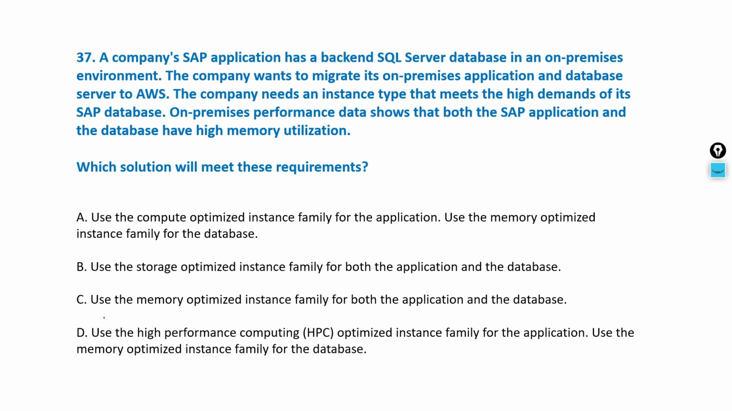Okay. So here they are asking to migrate the application and database from on-premises to AWS. So these are the two things they are doing, and the company needs an instance type that meets the high demand of its SAP database. And finally, they are looking at the database having high memory utilization, and the same for the SAP application. So here they clearly asked in this question, they are looking for a high memory utilization instance family actually.